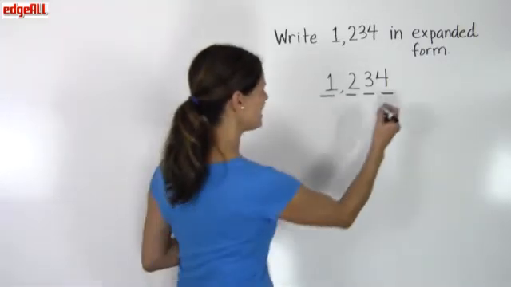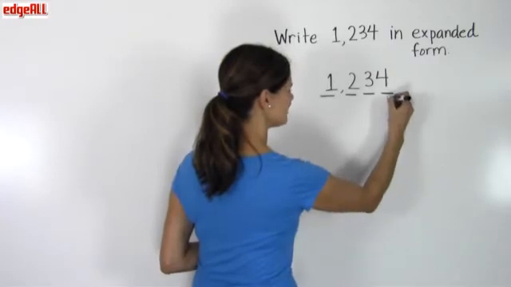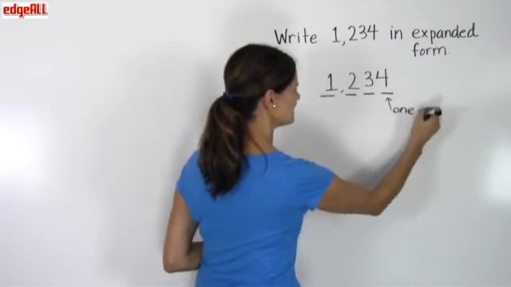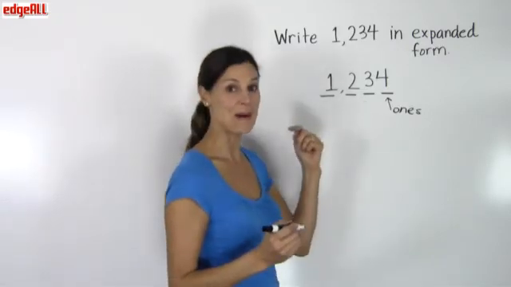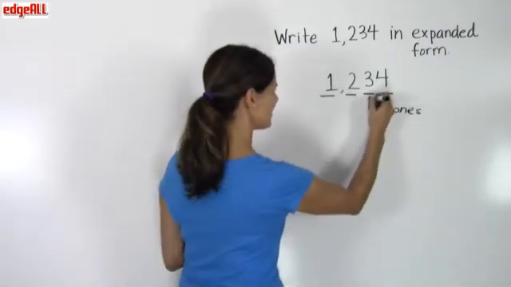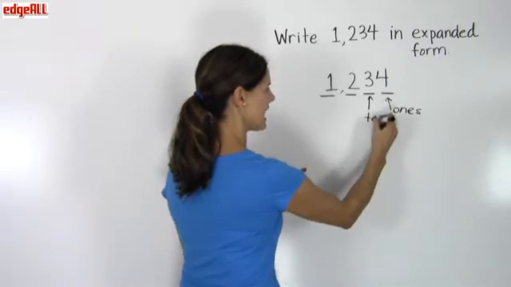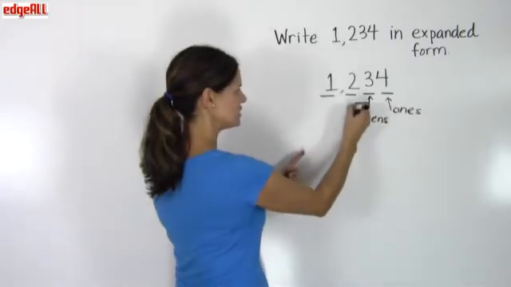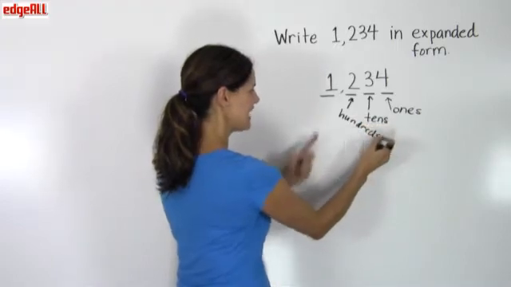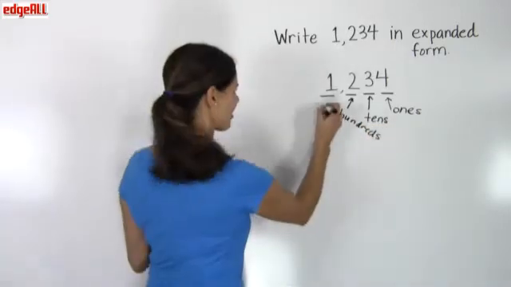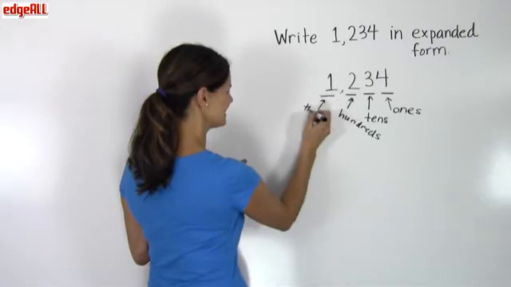in our number. So as we see here, this 4 is in the ones place. And as we move to the left, we're looking at multiples of 10. So this 3 is in our tens place. The 2 is in our hundreds place. And this 1 is in our thousands place.